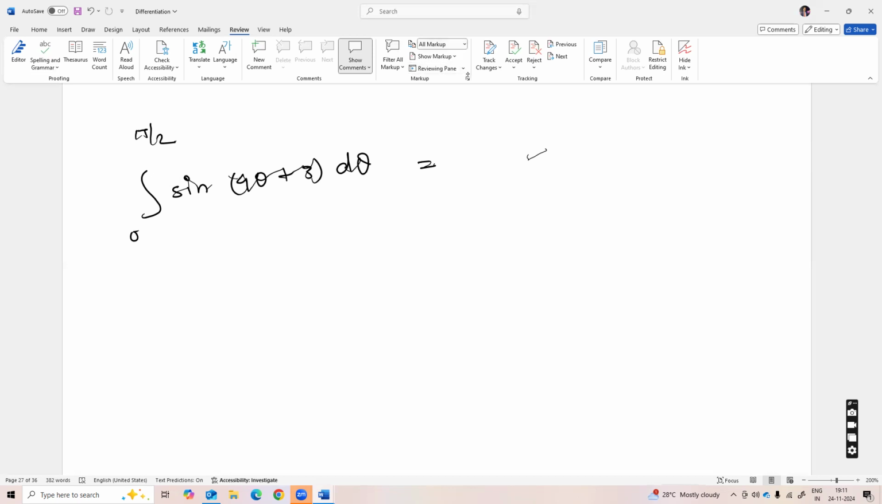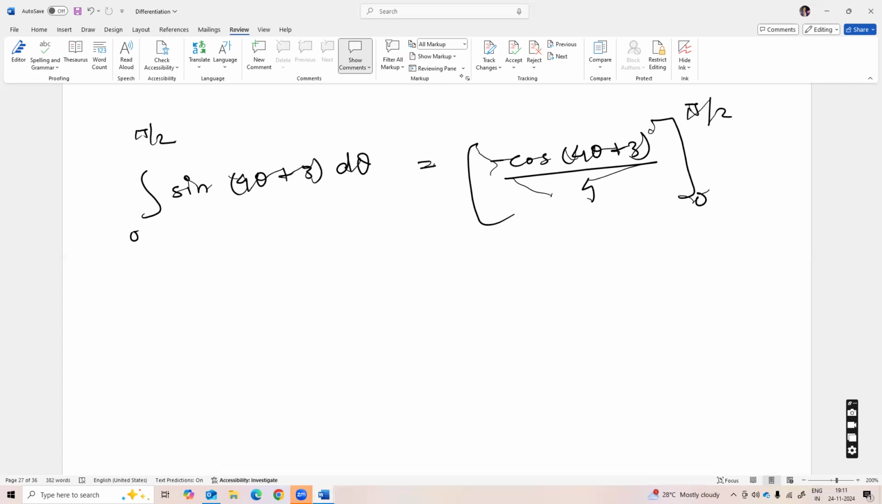Since here it is a definite integral, again I'm telling you we will not write constants because they will get cancelled. So the integration of this part is minus cos of 4 theta plus 3 divided by 4, and we will write the upper limit and lower limit, which is 0 to pi by 2. Now we will substitute these values.